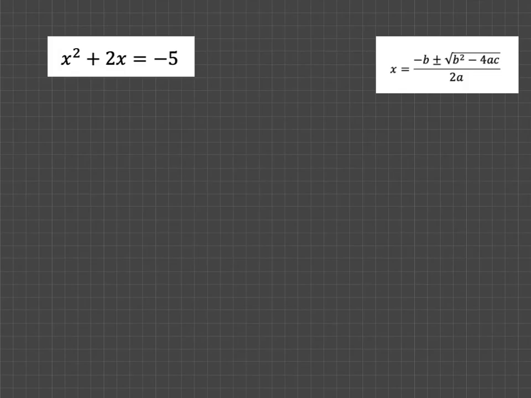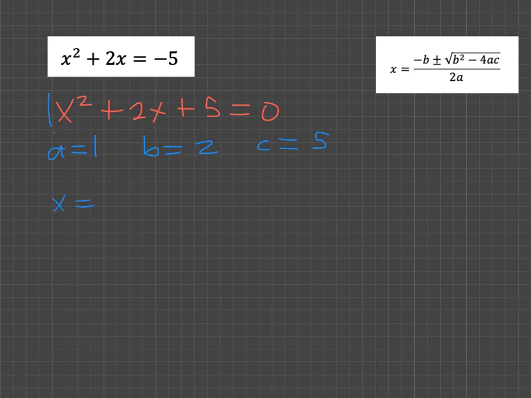Okay, last example. We've got a quadratic, but notice it's not in that general form. Let's get it in general form by adding 5 to both sides. Okay, now if we tried to factor this, we would discover that it's not going to work. So we are going to need to use the quadratic formula, identify A, B, and C. A is 1, B is 2, and C is 5.